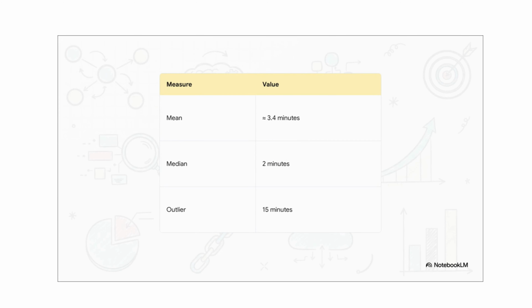Summarize the clues. The mean, or the average lateness, is about 3.4 minutes. But again, that number is lying to us a little bit, isn't it? It's being pulled way up by that one really bad day. The median, though, our trusty witness, tells us the middle value is just 2 minutes. That's a much better picture of a typical day.